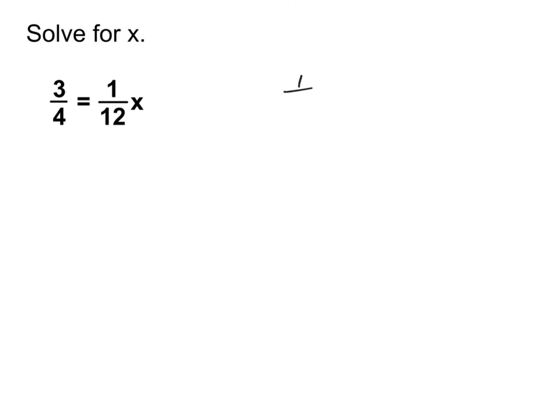So 1/12 x means 1/12 times x. Remember that I can write this as a fraction, so they're both fractions. So I'm going to make that into 1/12 times x over 1. And if you don't remember how to multiply fractions, the rule is you multiply straight across the top, so 1 times x is x, and straight across the bottom, so 12 times 1 is 12.